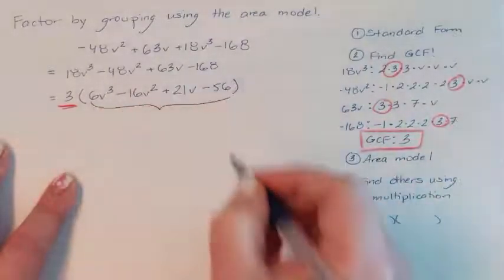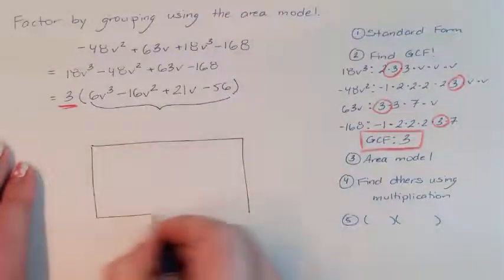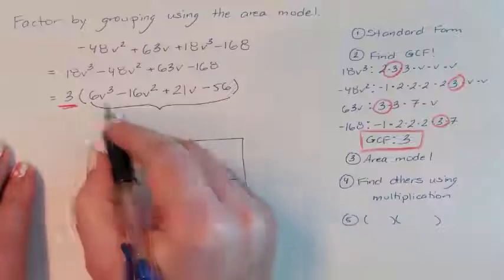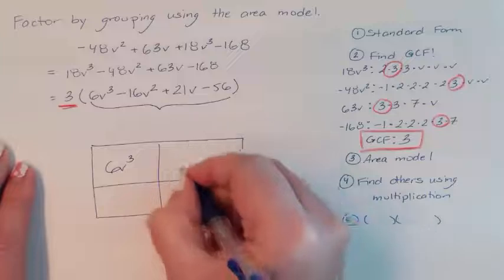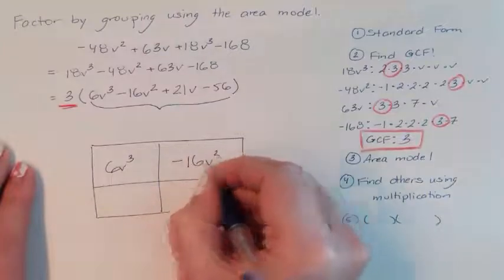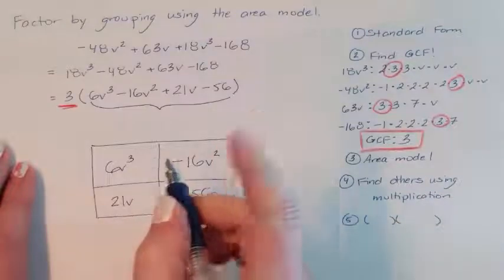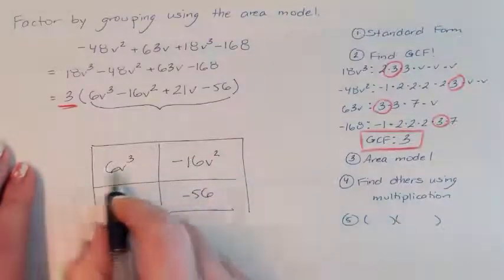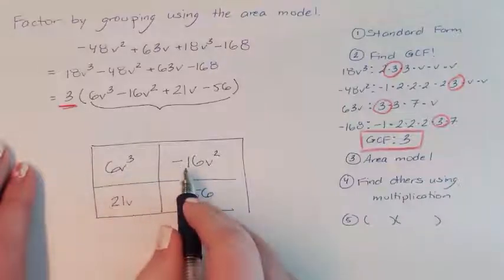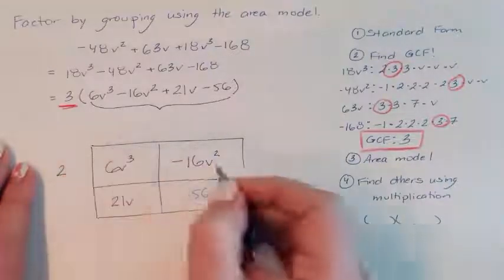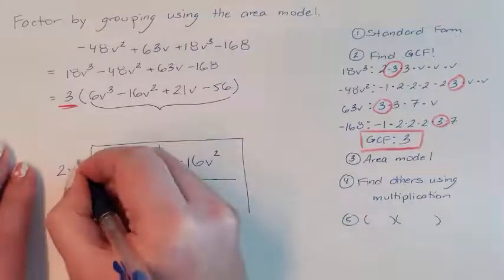You're going to do the area model of this leftover parenthesis information. So here is my area model. You start at the very front, and you walk your way through. So negative 16v squared, 21v, and a negative 56. You need to just find 1. I like finding the 1 in the first top row. So 6 and negative 16, the largest number they have in common is 2. V to the third and v squared, the v's they have in common are v squared.